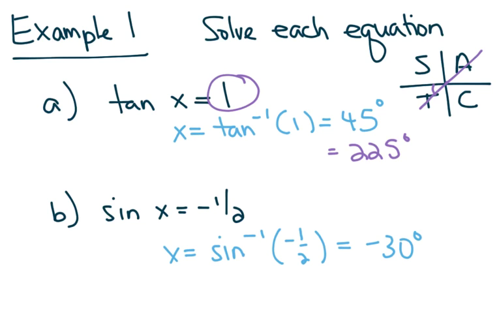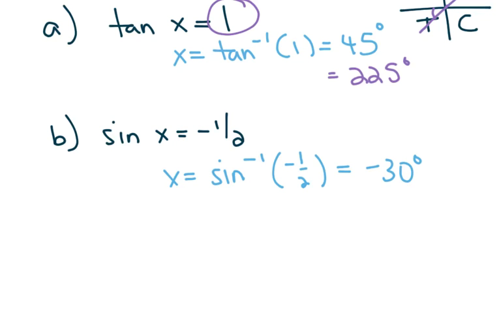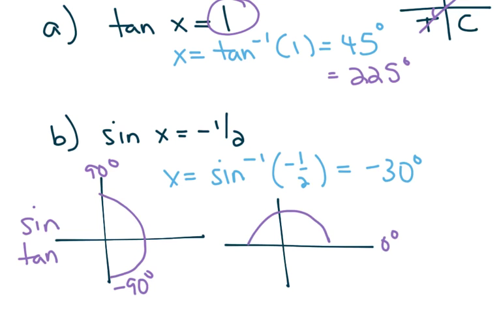Now let's go talk about B. Why did the calculator give you negative 30? Well, the calculator is going to do this interesting thing that I'll mention right now and we'll talk about again another day, which is the sine values. The calculator will always give you an answer between 90 and negative 90. This is also true for tangent. The inverse cosines will always give you an answer between 0 and 180 degrees.